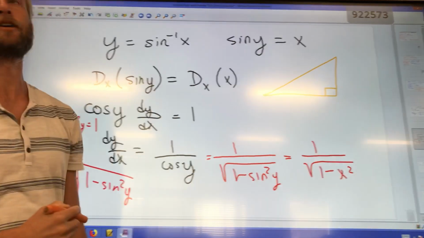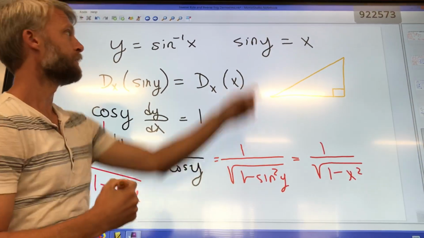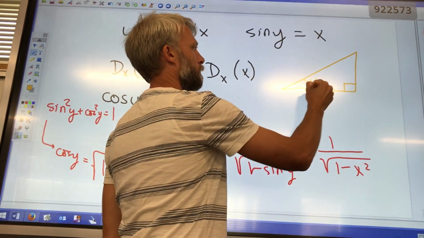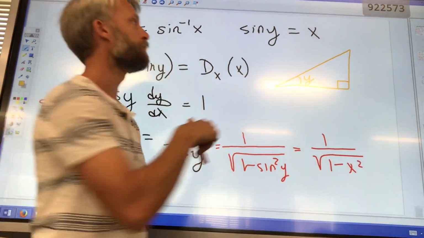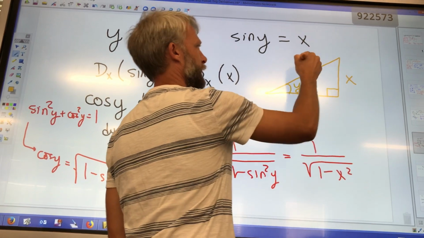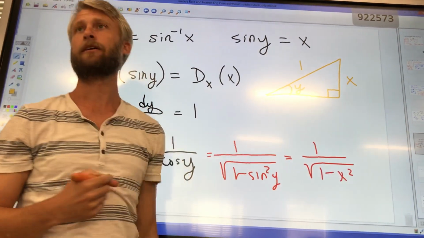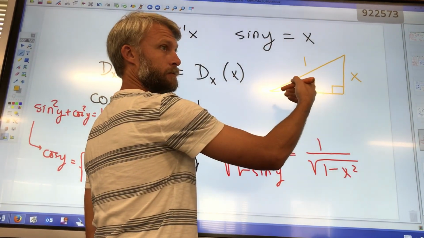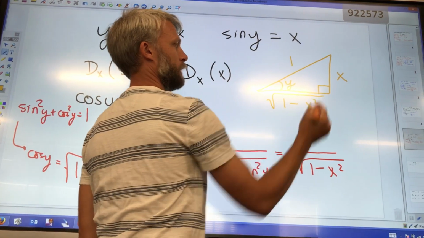The nice right triangle, yeah? What's the sine of y? X. That means y is an angle. Sine is opposite leg over hypotenuse. X is x over 1, right? So opposite is x and hypotenuse is 1. Using the Pythagorean theorem, what is the other side? Square root of 1 minus x squared.